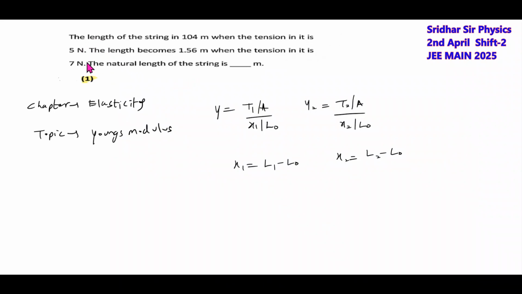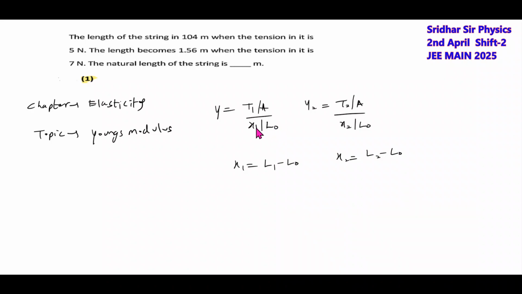Now we have the question based on elasticity. The topic is Young's modulus. So the question is, the length of the string is 1.04 meter when the tension in it is 5 Newton. The length becomes 1.56 meter when the tension in it is 7 Newton. Find the natural length of the string. We know Young's modulus equals stress by strain, tension T1 by A. X1 is elongation and L naught is natural length.